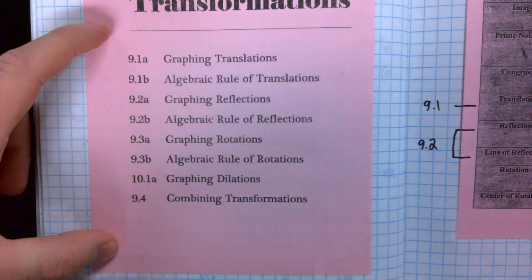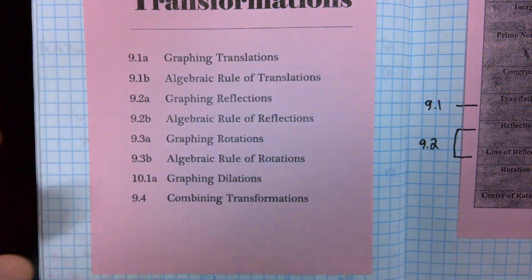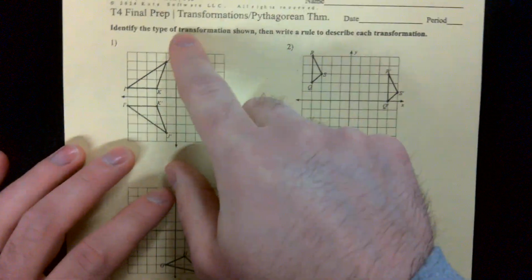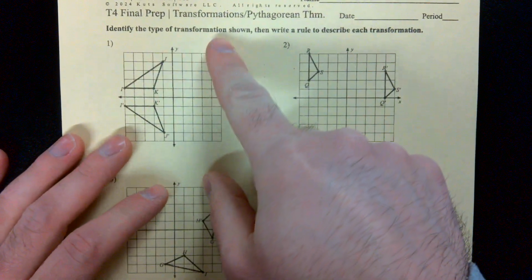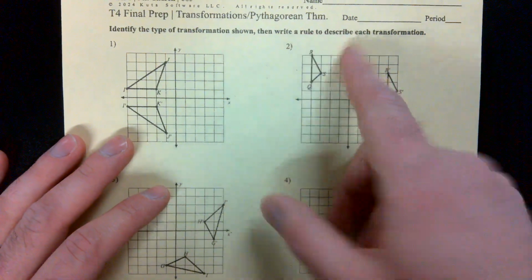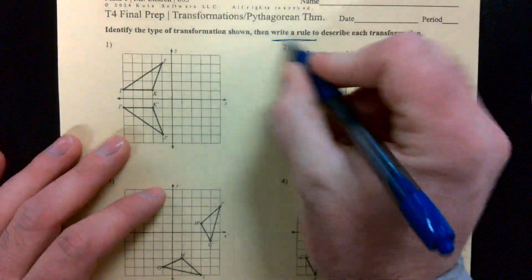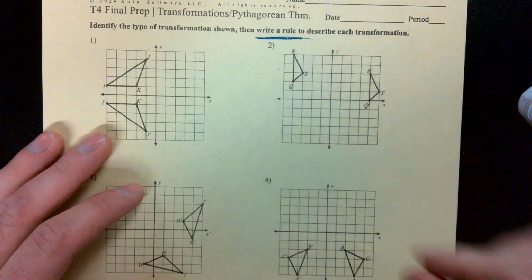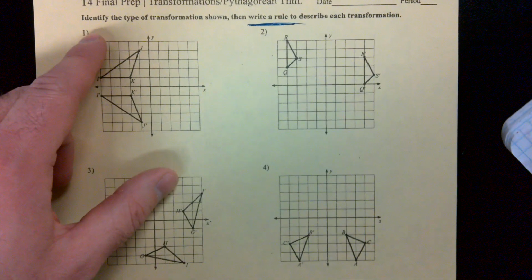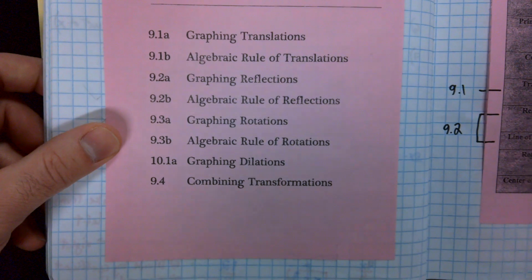There's all our lesson titles. We have all our notes after that, right? So let's see what it's asking. It says, identify the type of transformation shown, then write a rule to describe each transformation. Okay, so first I have to identify the type of transformation.